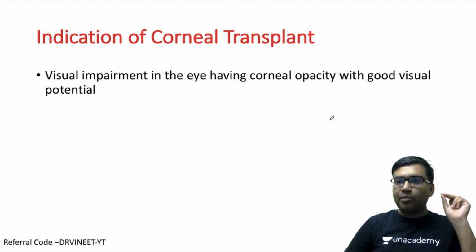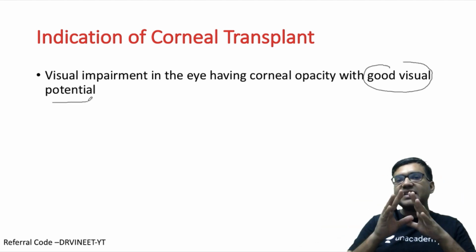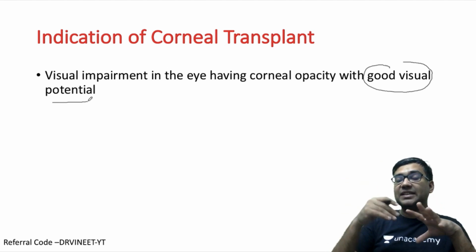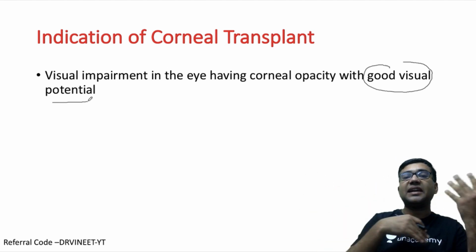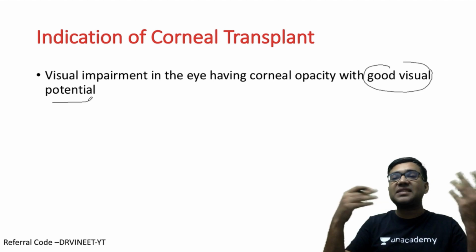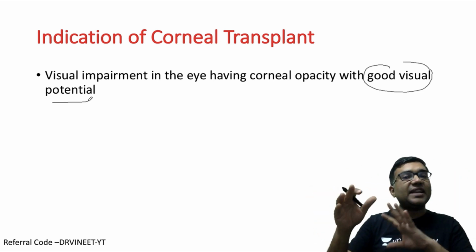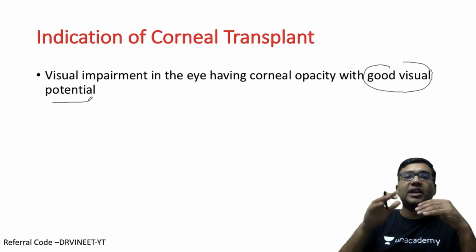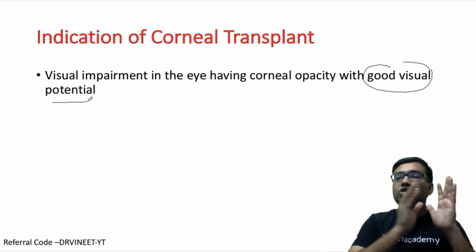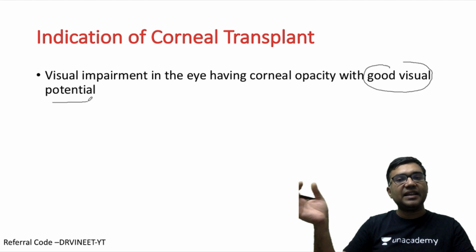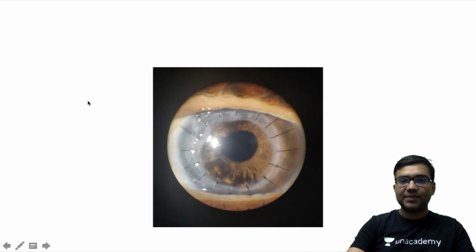Remember a very important thing, that this patient should have a good visual potential. So let's say the patient has corneal opacity, but the patient has a retinal detachment also, or the patient is having an optic atrophy also, so that even after changing the cornea, we may not get a very good vision. So these patients are not ideal candidates for corneal transplant.